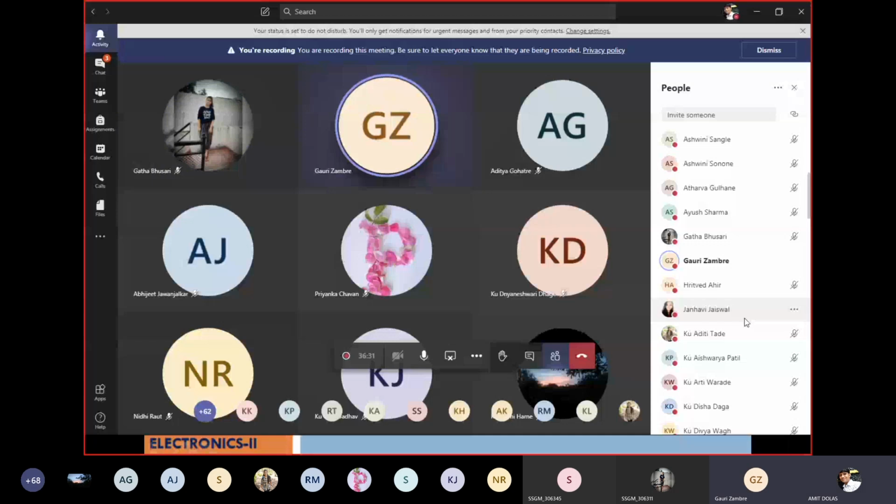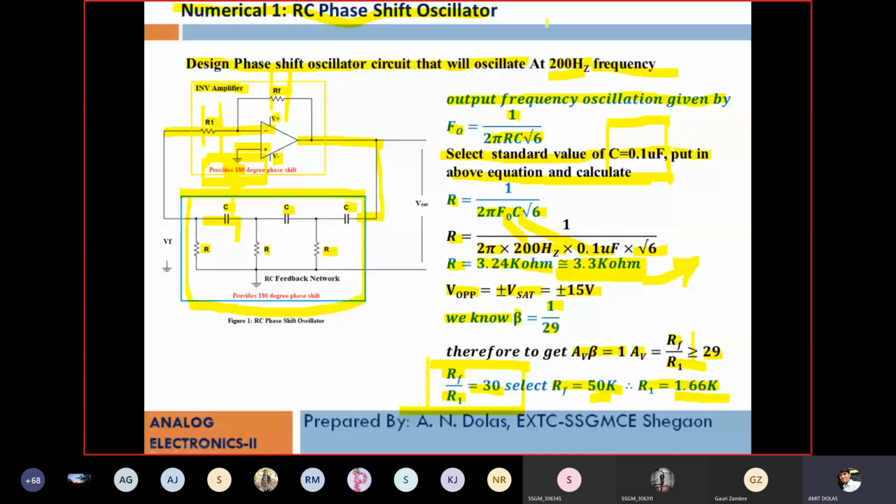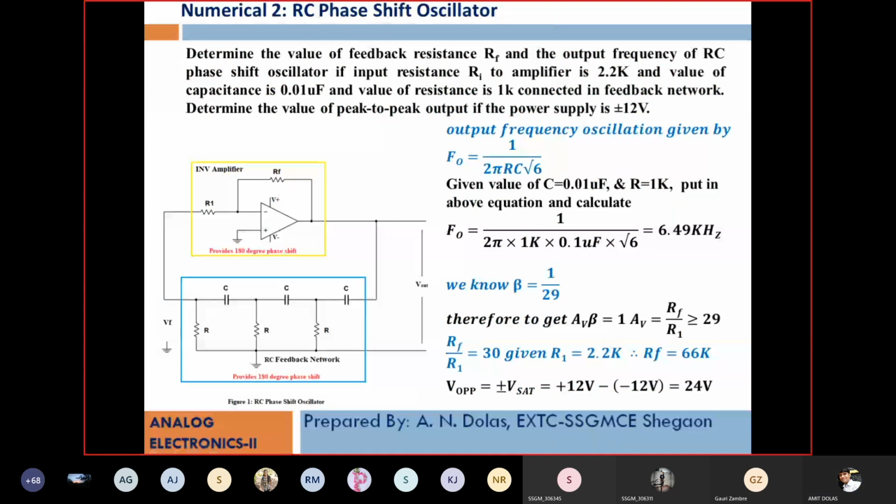No, sir. Okay, so we will move to the next point, which is the Wien bridge oscillator. I took one more numerical on RC phase shift oscillator. Quickly, I will go through that. So numerical 2 on RC phase shift oscillator.